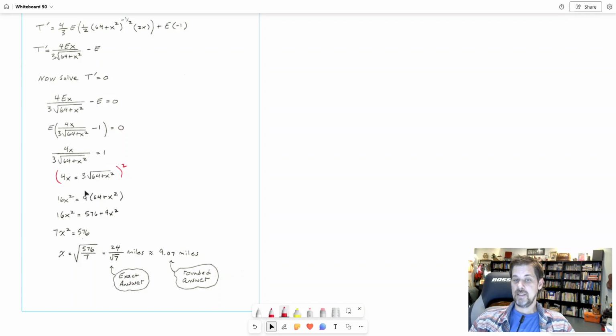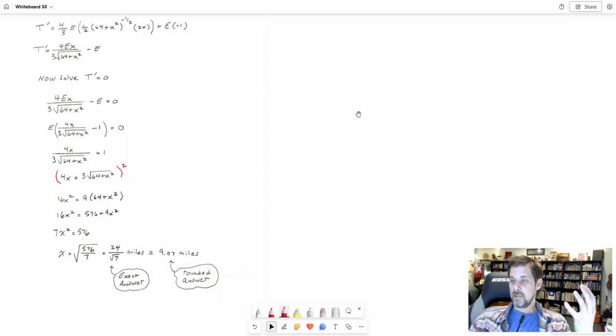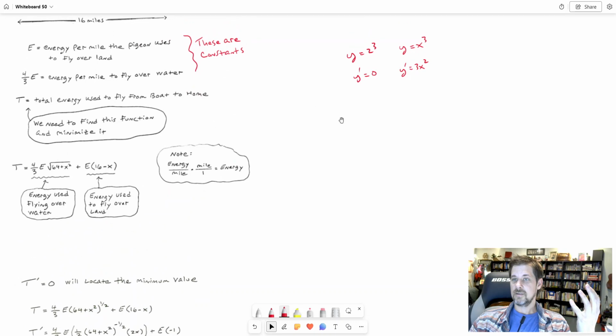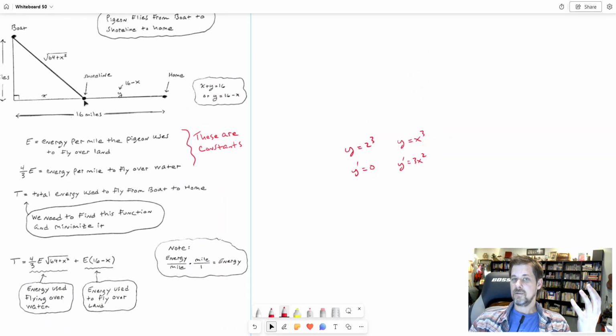I distribute the 9 in there. I get 576 plus 9x squared. I move the 9 over. I get 7x squared is 576. I divide by 7. And then to solve that square, I take the square root of this number. Square root of 576 is 24. And square root of 7 is just the square root of 7. So that point P up here should be 24 over root 7 miles away from this point.